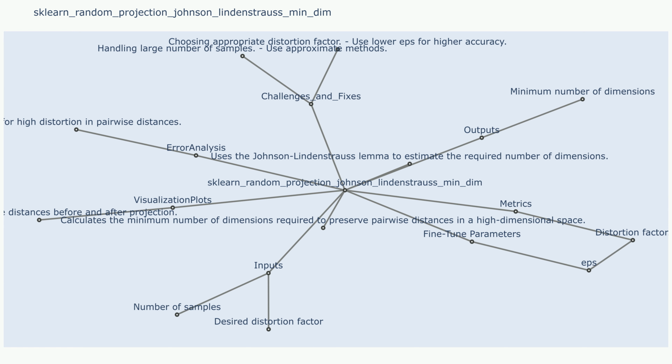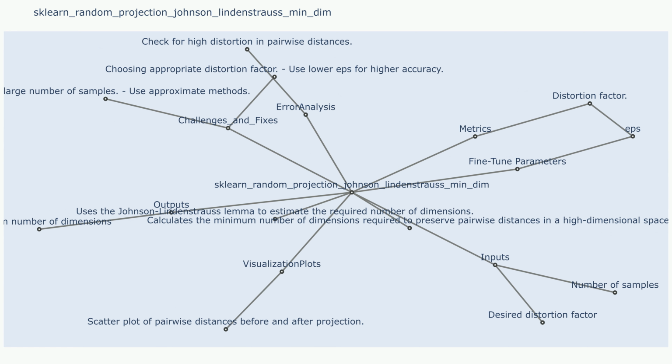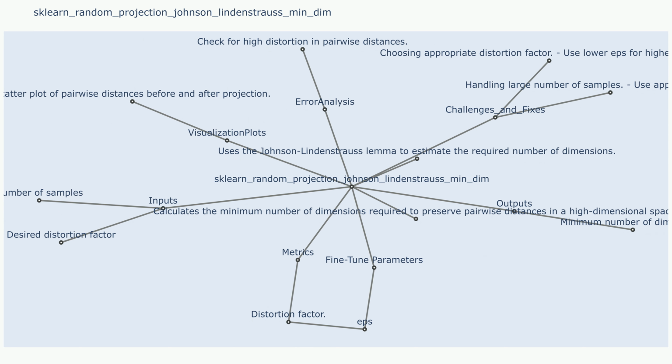Challenges and fixes. Challenge 1: choosing an inappropriate error bound eps is crucial, as a too small value may lead to a large number of dimensions while a too large value may result in significant distortion. Sample use case that resulted in challenge 1: trying to reduce the dimensionality of a dataset with a high number of samples while aiming for a very small error bound eps might lead to a prohibitively large minimum dimensionality.